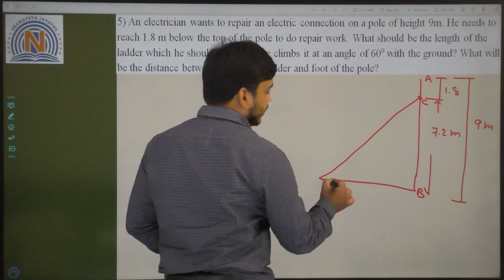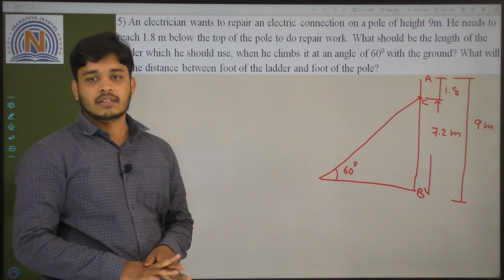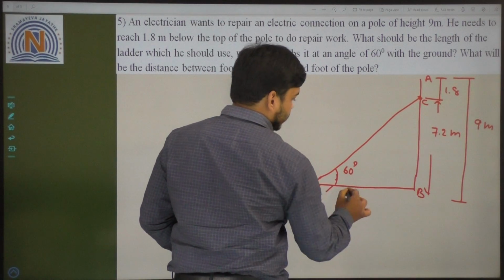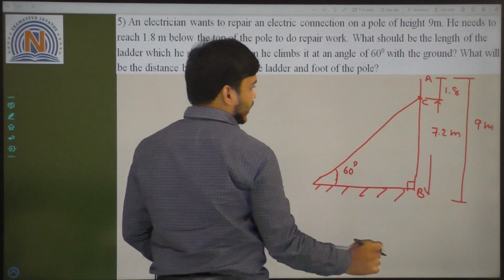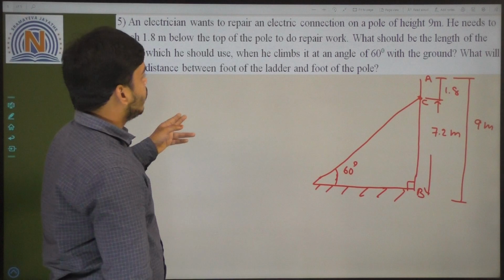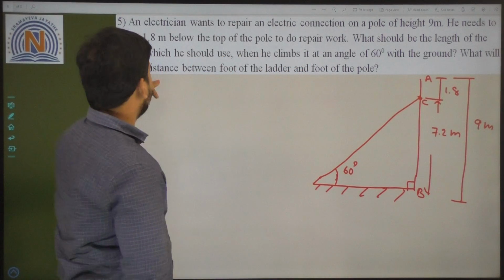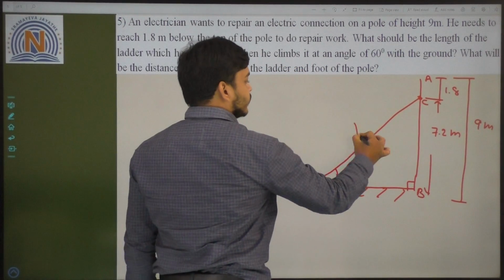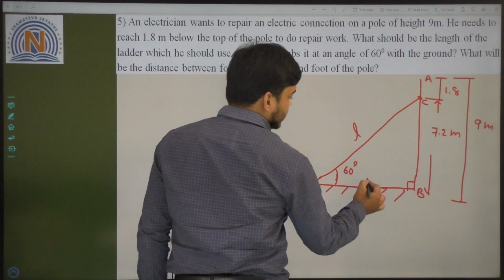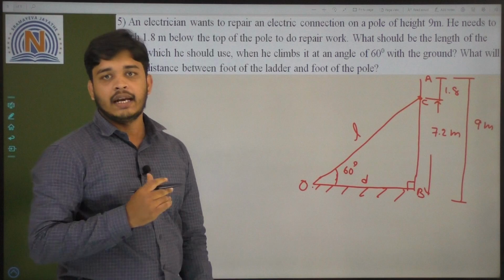The ladder makes an angle of 60 degrees with the ground. It looks like a right angle triangle. We need to calculate, first, what will be the length of the ladder, that is OC is the length of the ladder, and OB is the distance between the foot of the ladder to the foot of the pole.